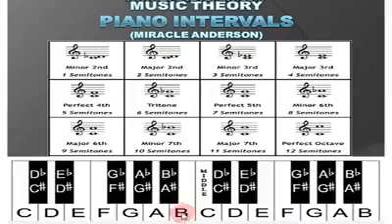A minor 7th interval has 10 semitones. So from C you have 1, 2, 3, 4, 5, 6, 7, 8, 9, 10. So from C to B flat or A sharp is a minor 7th interval. There are 10 semitones in between them.